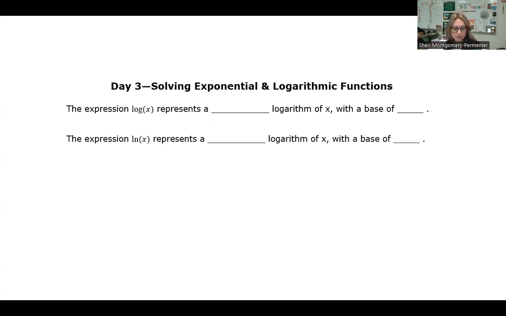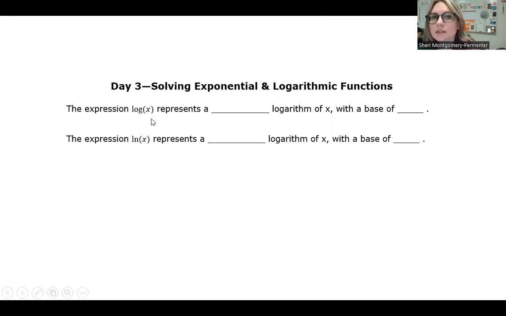Look at your day 2 notes. Get your day 2 notes, and we labeled them at the top. We labeled day 2 and day 1 so that it would be easy for us to refer back to them. And then on these notes, I labeled it day 3, but if you want to write day 3 at the top, you can do that too. So look at your day 2 notes. In the day 2 notes, we learned about 2 new logarithms.